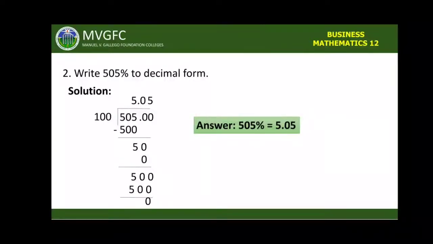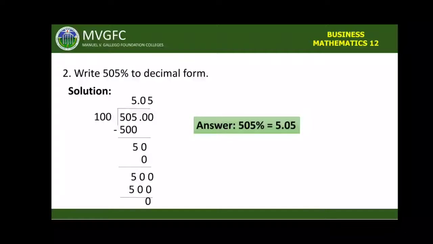So 505 minus 500 is equal to 5. Bring down 0. So 50 divided by 100, that is 0. Okay? Then 0 times 100 is 0. So 50 minus 0 is equal to 50. Once again, bring down 0. So from 50, it became 500.